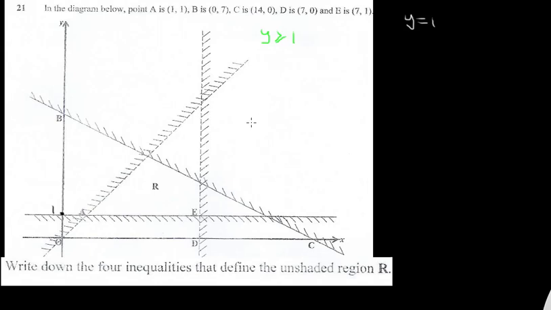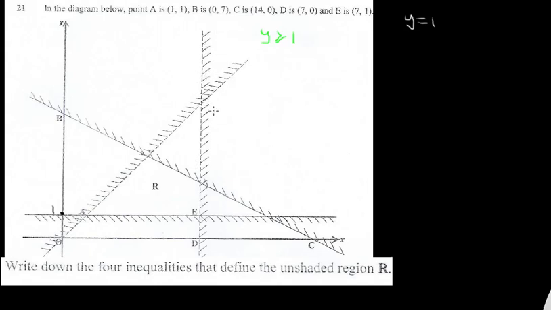Why we are saying y is greater than or equal to 1 is because if you take a close look at this line, this is a broken line. It's not a continuous line. And if a line is broken, it means we use the greater than or equal to inequality. Okay, so y is greater than or equal to 1. And then the next easy one that we have is this one.